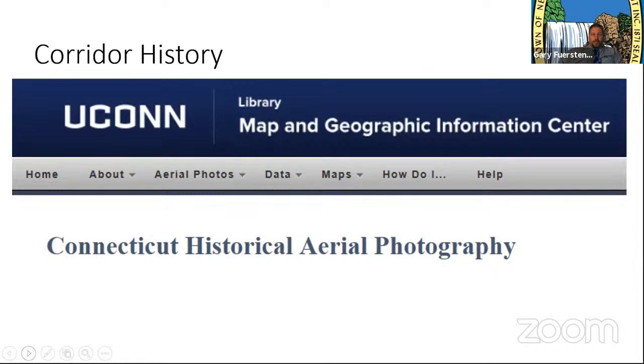So I'm going to have about 10 or 15 slides here where I'm going to talk about the corridor history. Many of these slides are aerial photographs from the University of Connecticut Aerial Photography Archive. Next slide.